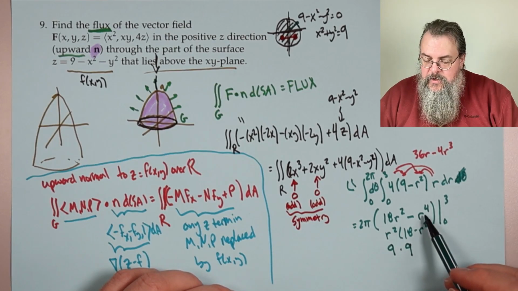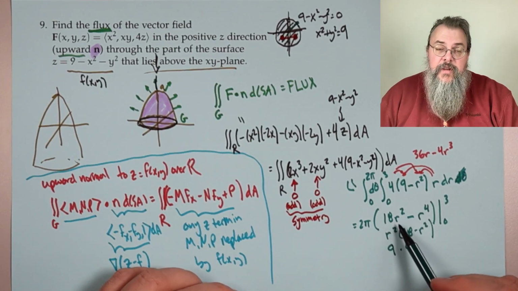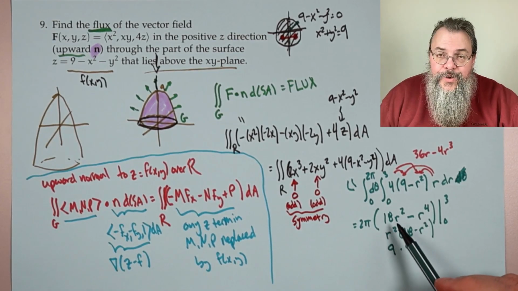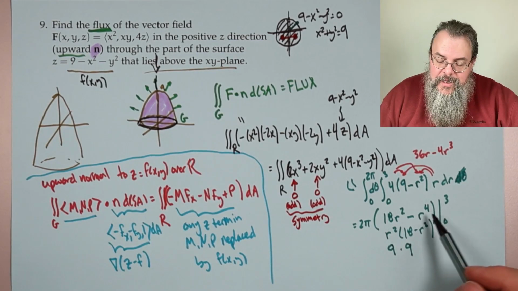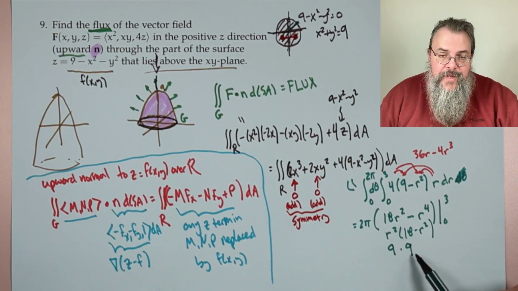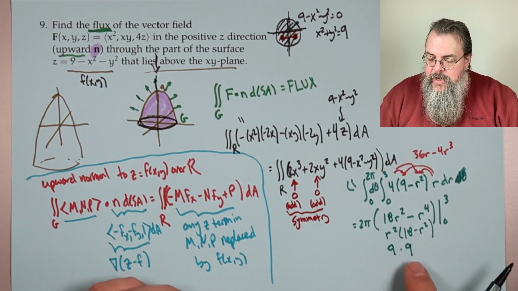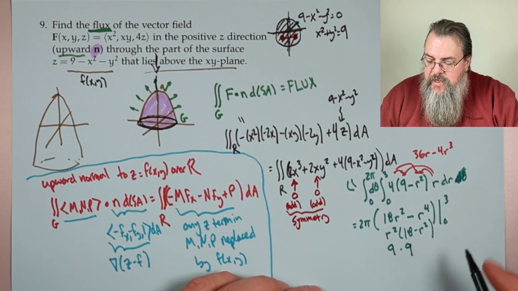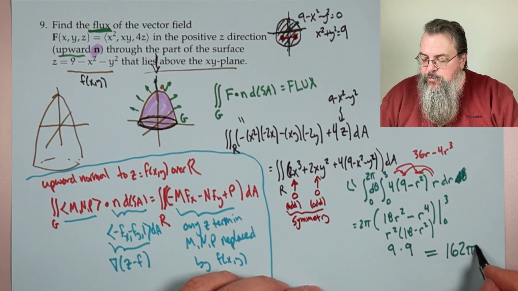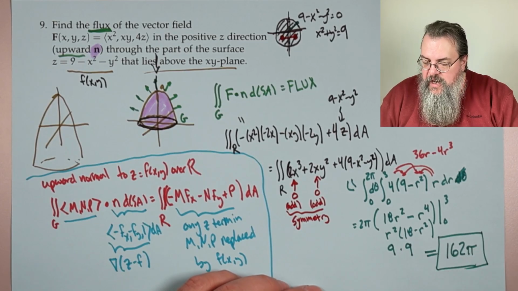Now, if you like, you can really think this is 18 times 9, which is 162. 3 to the 4th is 81. And then if you take 162, subtract 81, you do get 81, which is 9 times 9. All right, so 9 times 9 times 2 pi. Final answer, 162 pi. Nice.